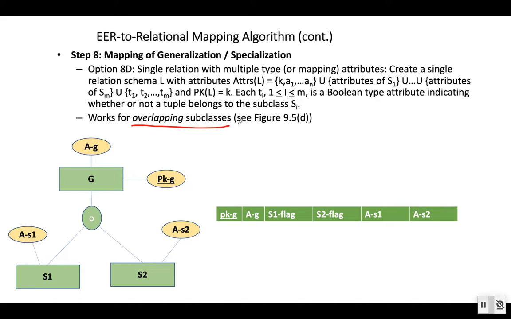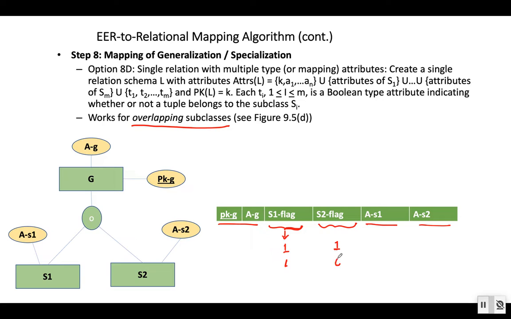In that option we are going to create one relation. We are going to have all the common attributes and all the special attributes, but we are additionally going to have some flag attributes. These flag attributes denote which subclass a specific entity belongs to. If a specific entity belongs to both subclasses, then we are going to have flag 1 for both of them, so it will identify that the entity belongs to both subclasses.